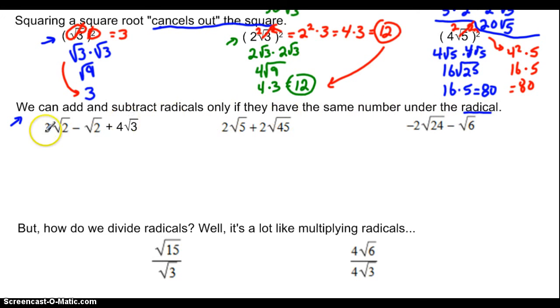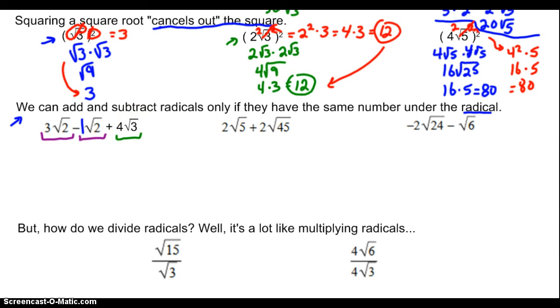So take a look at this first example here. 3 square root 2 minus square root 2 plus 4 square root 3. It might be a little easier to put a 1 in front of the square root of 2 as a coefficient. Now we can look. Just like terms, we can think about this number under the square root as almost like a variable. We're going to be allowed to combine this radical with this radical because they both have a square root of 2 under the square root symbol.